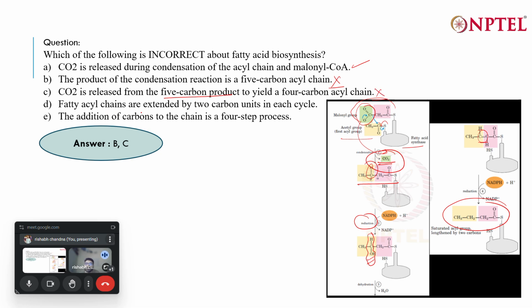Then fatty acyl chains are extended by 2 carbon units in each cycle. Yes, this is correct because of the acetyl coenzyme A. The addition of carbons to the chain is a four-step process. Yes, this is also correct. First is condensation, then reduction, then dehydration, and then again reduction. So this is also correct. So the incorrect options are B and C.